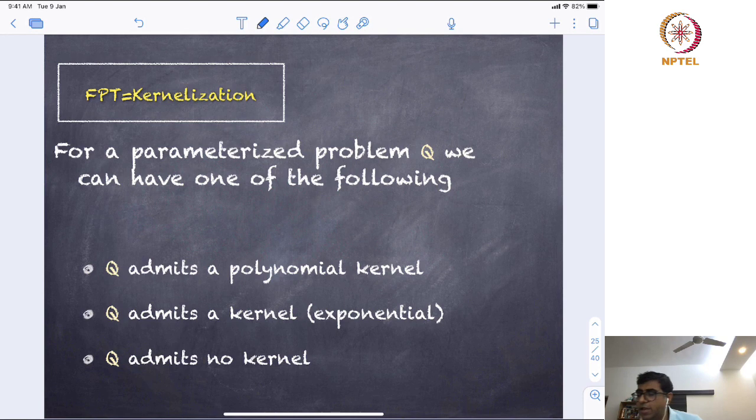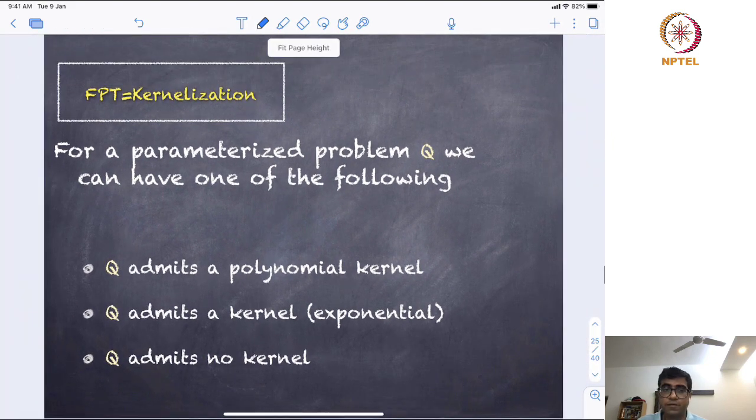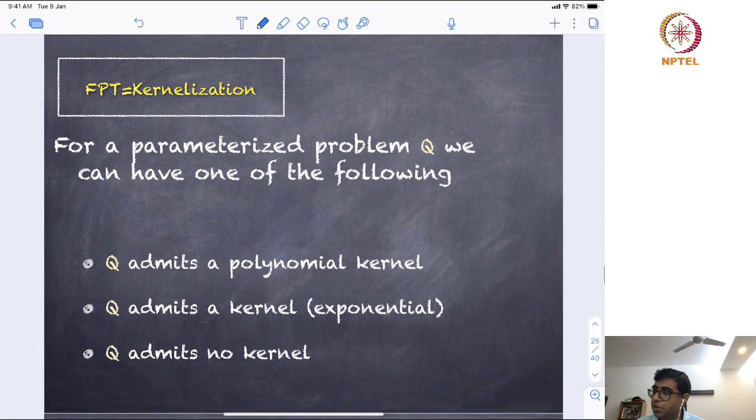There is a very well known notion about whether FPT is the same as kernelization. Let us see if we can say any statement like this. For a parameterized problem Q, we can have one of the following things. Q admits a polynomial kernel, or Q admits a kernel, maybe exponential, like edge clique cover, or Q admits no kernel.